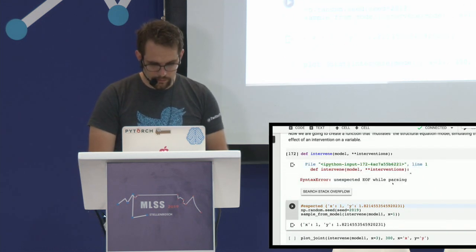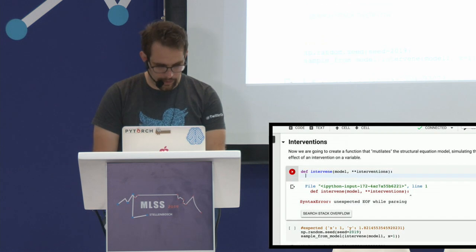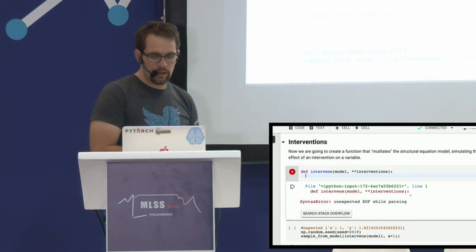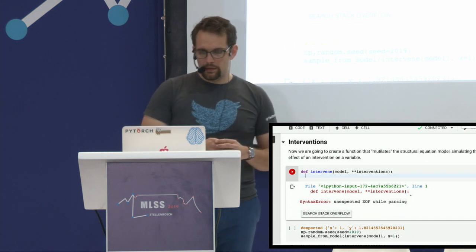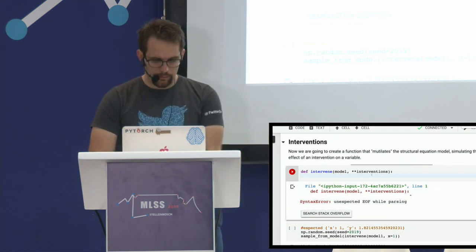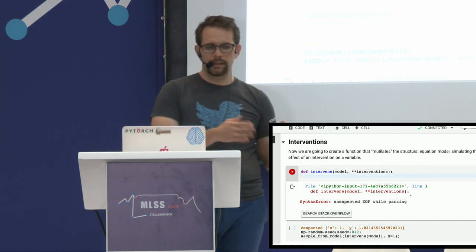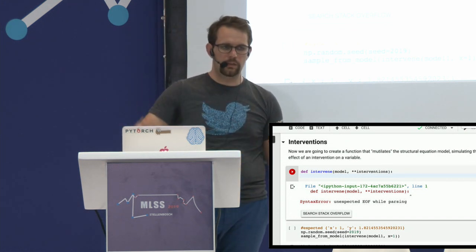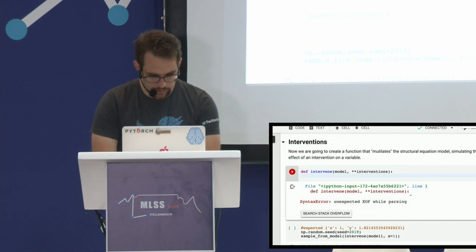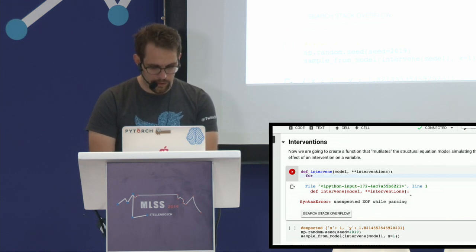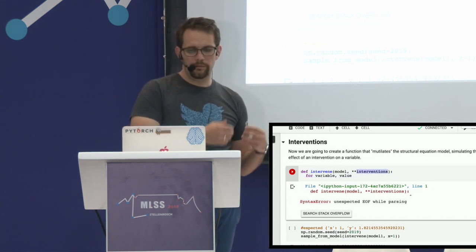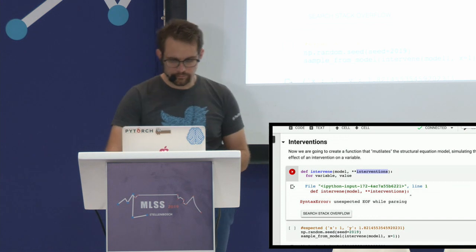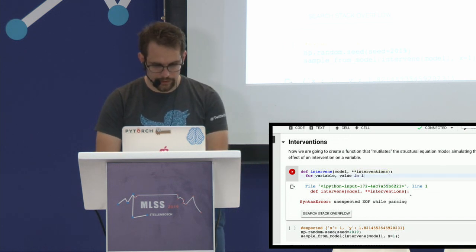Okay, so this is obviously not going to pass. So what do we need to do? Well, we need to say for each intervention, so there might be multiple interventions. So you intervene and set X to a certain value, and then you also want to set another variable to something else. So you can walk through them for variable, value. So I expect interventions to be a mapping of variable names to values again. For variable, value in interventions.items, what do I want to do?